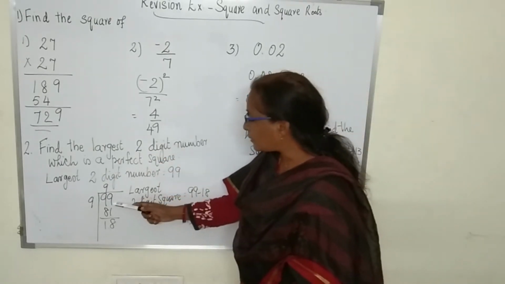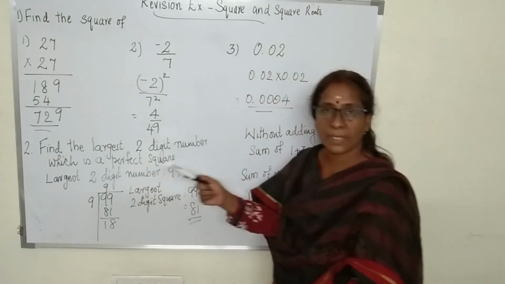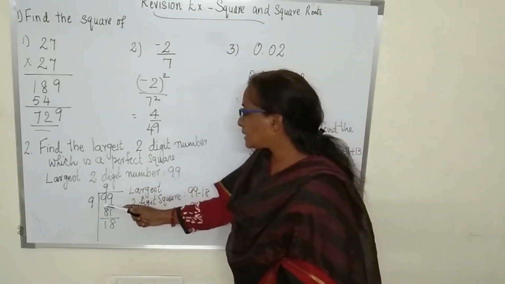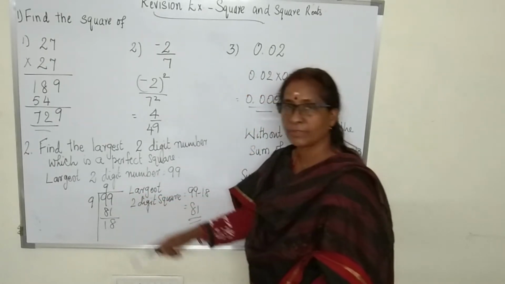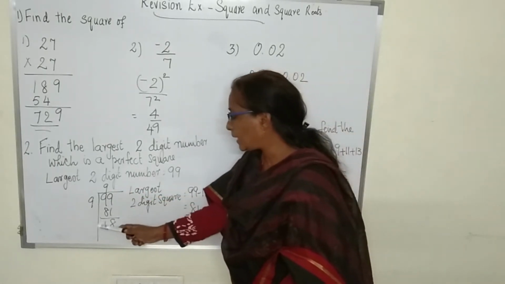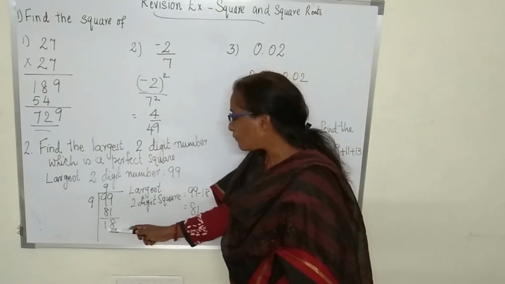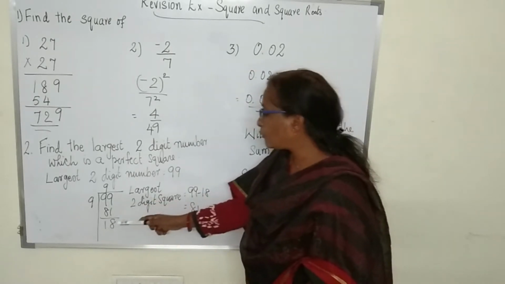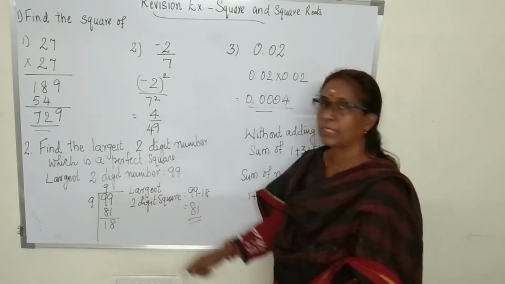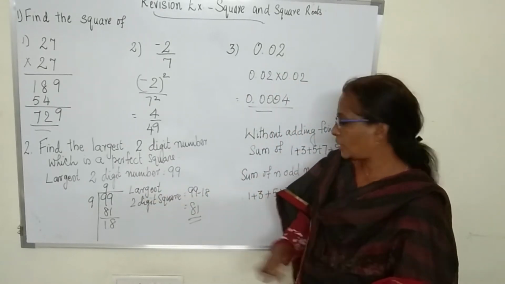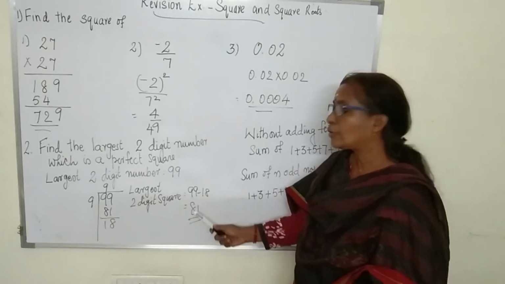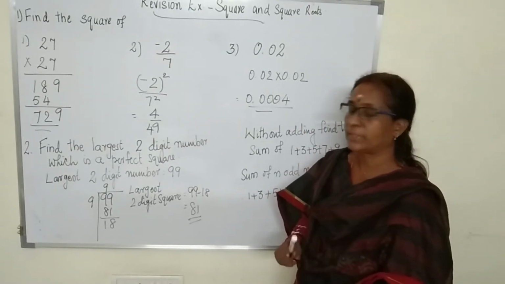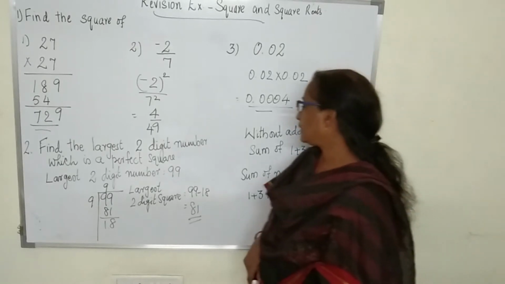So here it is 99. The square number less than that is 81, which is 9 9s are 81. So what remainder did you get here? 18. So if you take away this 18 from 99, you will get a perfect square. So remove that, we get 81. And what is the square root of 81? 9. 9 9s are 81.